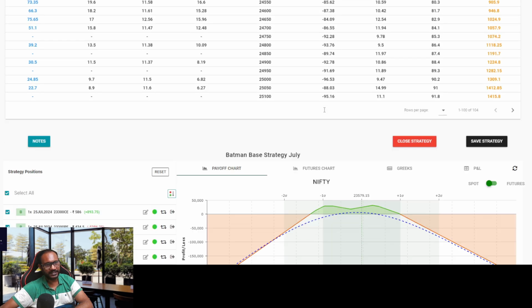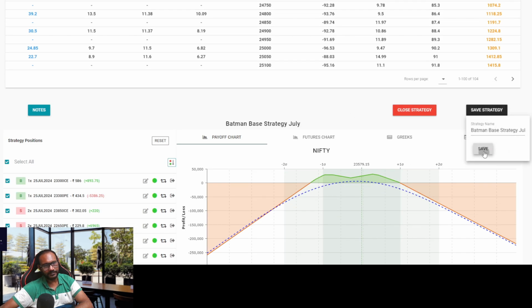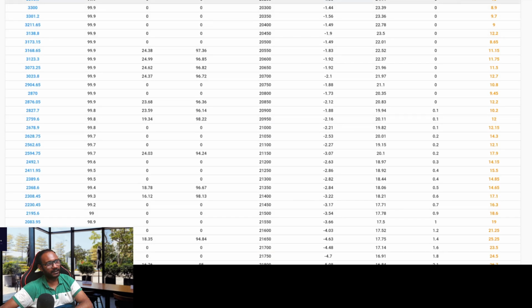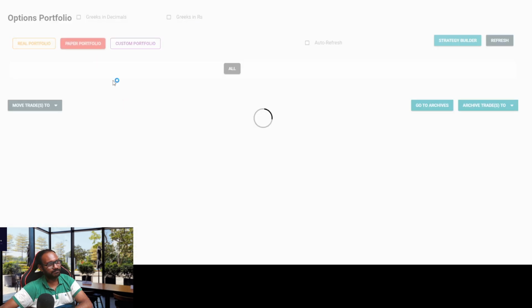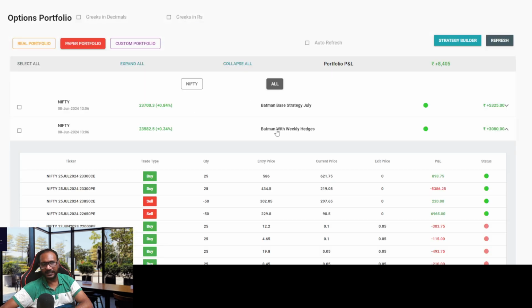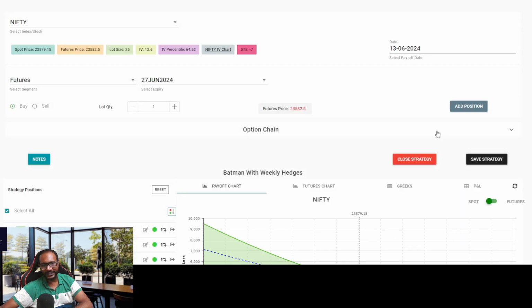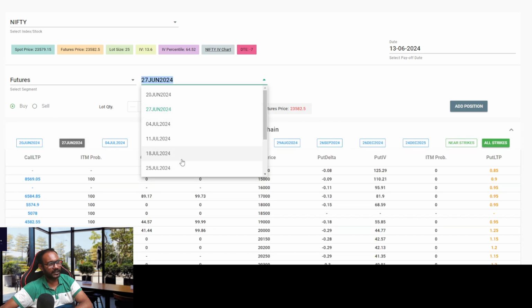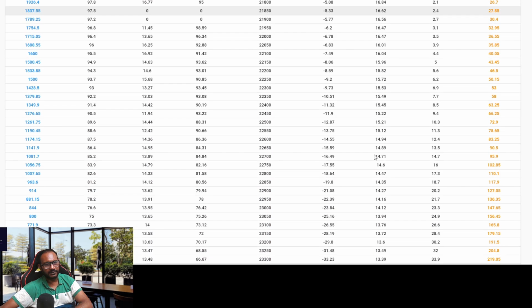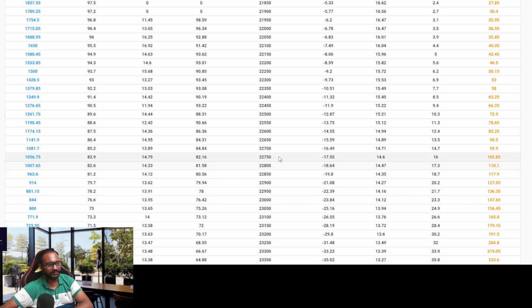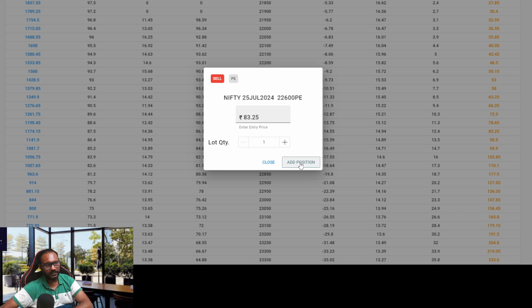So here is what I'm going to do. I will first save this. This is my base strategy. So I'm saving this. Now I wanted to go to the Batman with weekly edges. Here I am going to do the same thing, going to 22,600, July 25th.